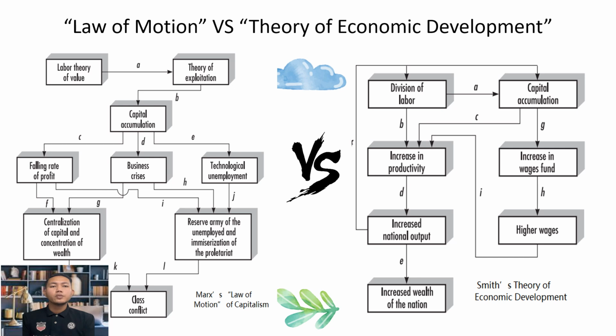For the theory of economic development, we start with division of labor, which affects capital accumulation. From division of labor and capital accumulation, there is an increase in productivity. From the increase in productivity comes an increase in national output, and from the increase in national output comes an increase in the wealth of nations. And capital accumulation also affects the increase in the wages fund and higher wages.